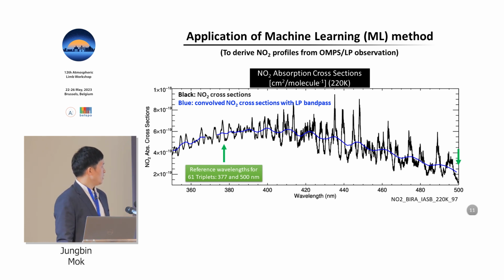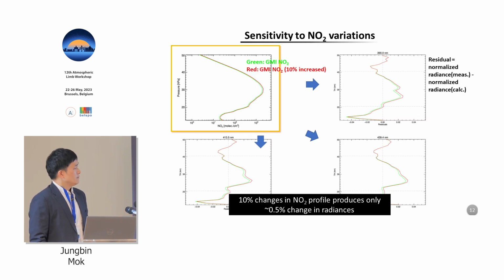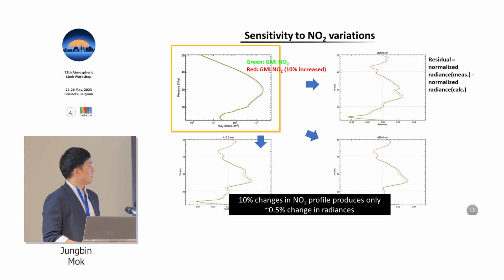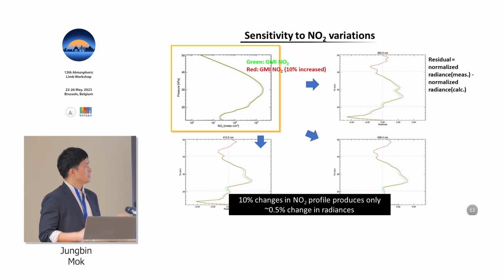For this, we use 61 triplets, and the reference wavelengths for the triplet are 377 and 500, as this arrow shows. And for the machine learning approach, we performed a sensitivity study. As you can see, we increased GMI NO2 by 10% to see how the residual changes. Residual means the difference between measured and calculated radiance. So as you can see, a 10% change in the NO2 profile produces only a 0.5 change in radiance.